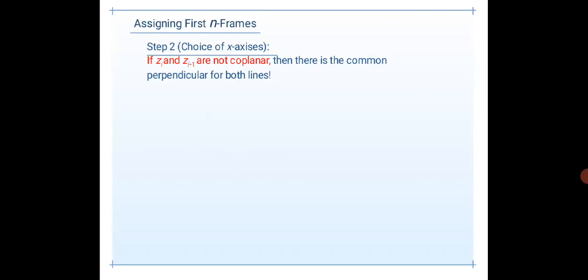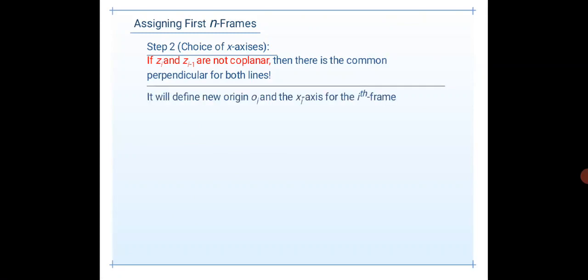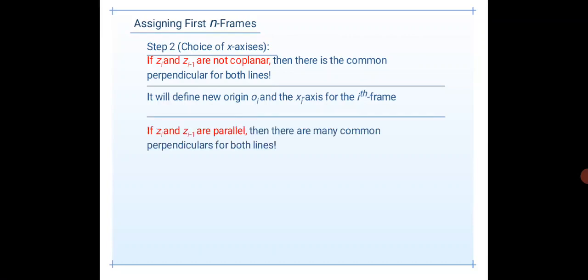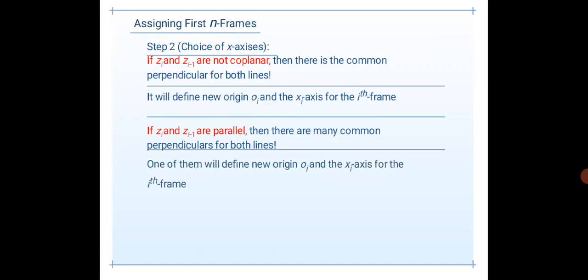If zi and zi-1 are not coplanar, then there is a common perpendicular for both the lines, and it will define the new origin, say denoted Oi, and the x-axis for the ith frame. If zi and zi-1 are parallel, then there are many common perpendiculars for both the lines. One of them will define the new origin and the x-axis for the ith frame, denoted as Oi and xi.